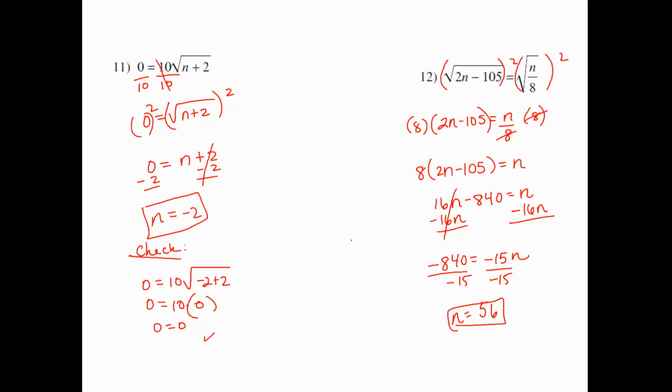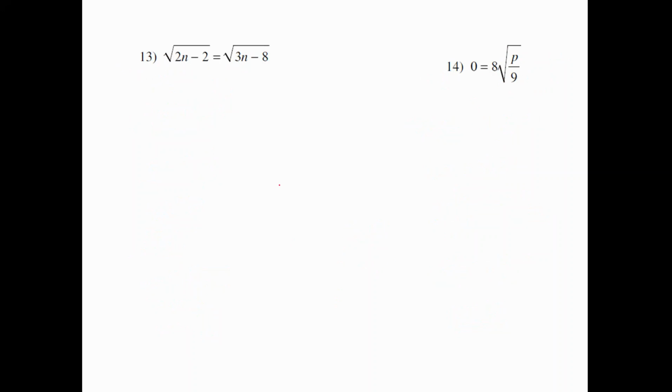All right, and then you have to do your check, and it'll check off. It'll work out for you to do your check. All right, with this one, square both sides, and you get 2n minus 2 equals 3n minus 8. Gotta bring the n's to one side. 2 is less than 3, so we move the 2n. Gotta get rid of the minus 8. So we get n equals 6.